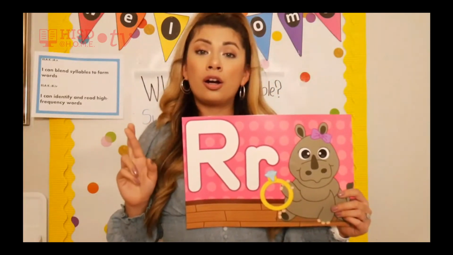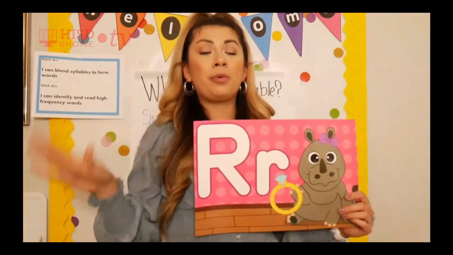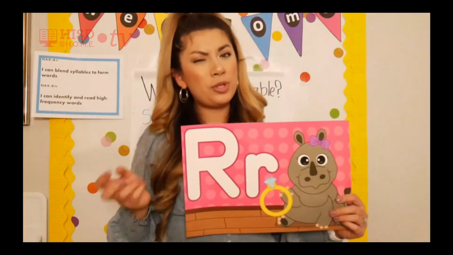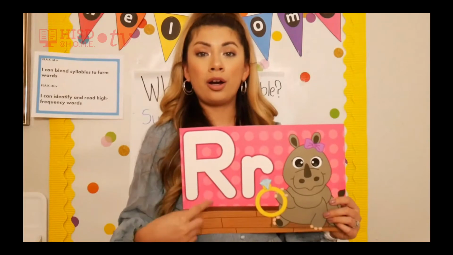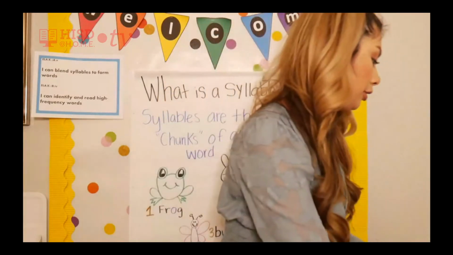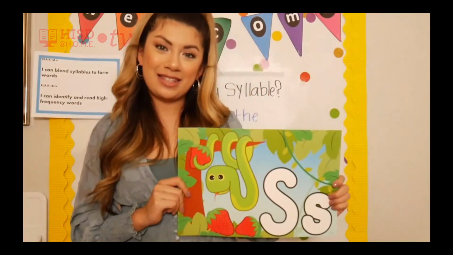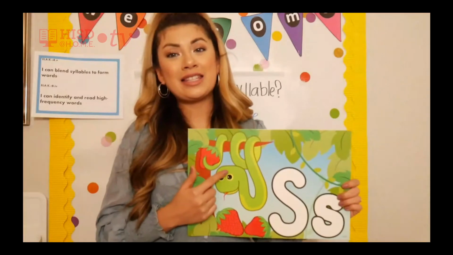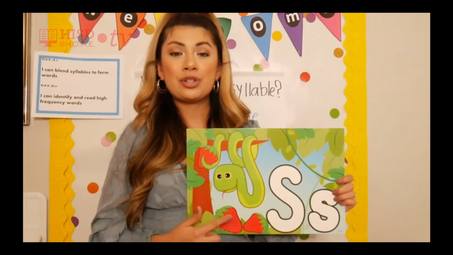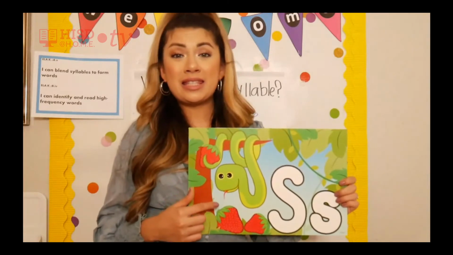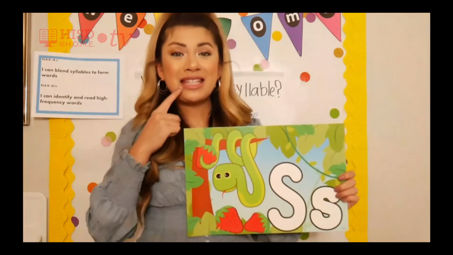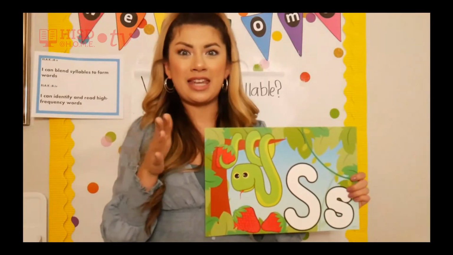R. Our tongue curves up and we make a sound. Almost like a pirate sound. R for rhino. R for ring. S like in snake and strawberry. The S makes a sound, kind of like a snake.